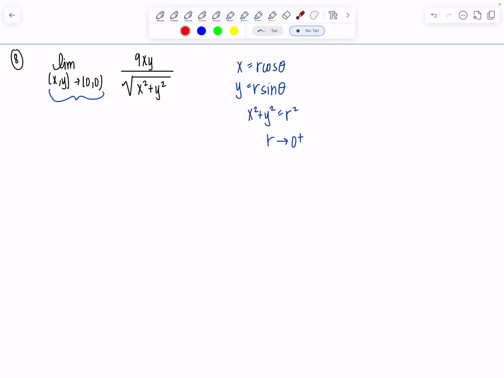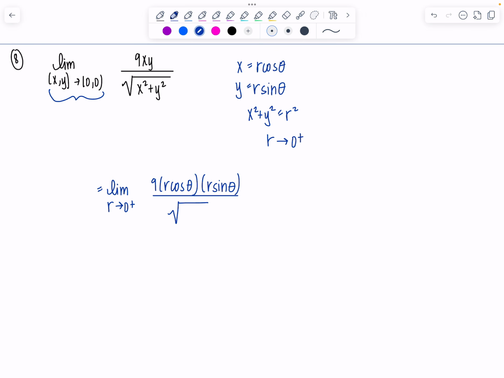This is often very helpful, and you can show a limit exists when you switch to polar. You can also use a lot of your limit techniques from before, like L'Hopital's rule and stuff, when appropriate. So let's try that on this problem here. I'm going to rewrite this as the limit as r approaches 0 from the right, 9xy would be 9 times r cosine theta, r sine theta, over square root of x squared plus y squared, which is r squared. This is just going to simplify to r. I don't need absolute value because r is going to 0 from the right.